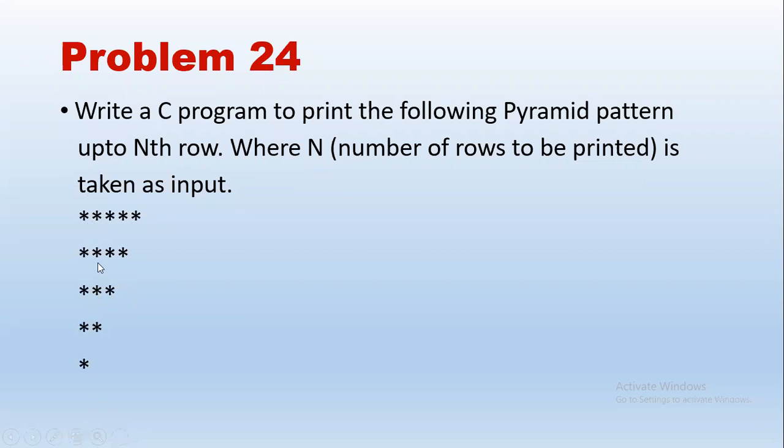So let us analyze this. We see that the pattern is like this. We have to print 5 stars, and then 4 and 3 and 2 and 1. What we need to print is stars. So the first basic statement will be print star. printf star will print 1 star. Now we need to print 5 stars.